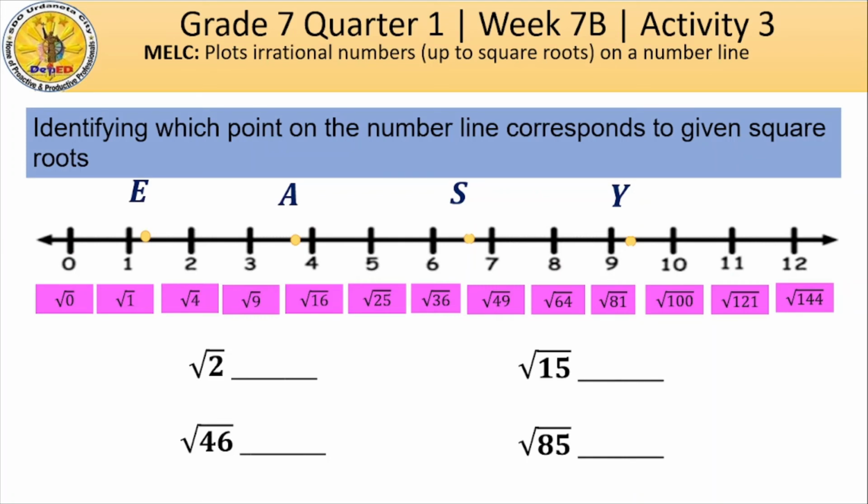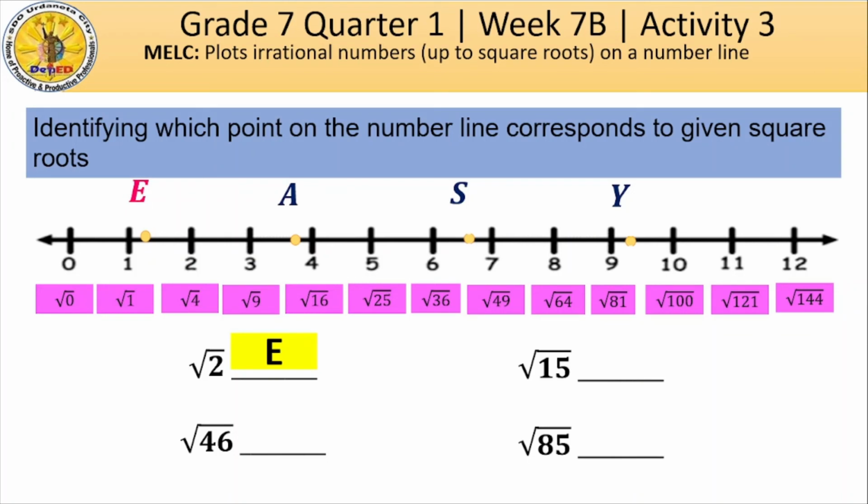So let's begin by identifying which point on the number line corresponds to square root of 2. We know that the square root of 2 is greater than the square root of 1, but is less than the square root of 4. Therefore, it lies between 1 and 2. And the point that lies between 1 and 2 is point E. So we will just simply write here, point E.